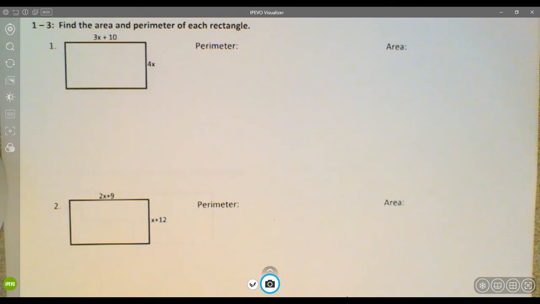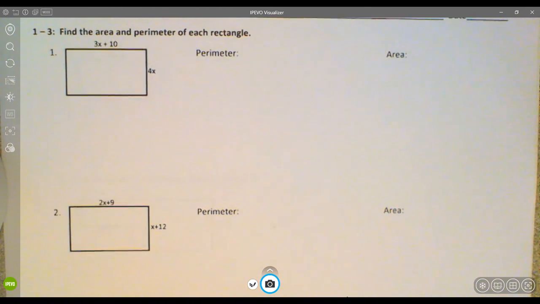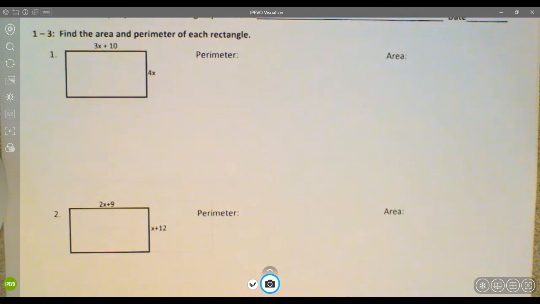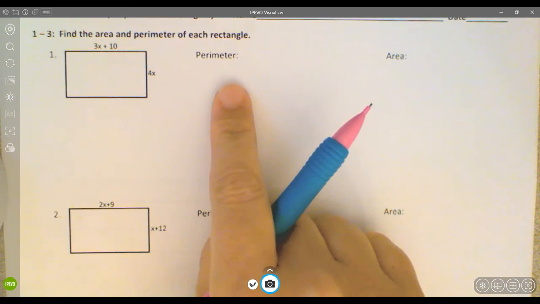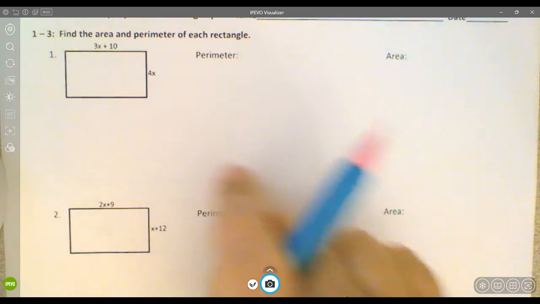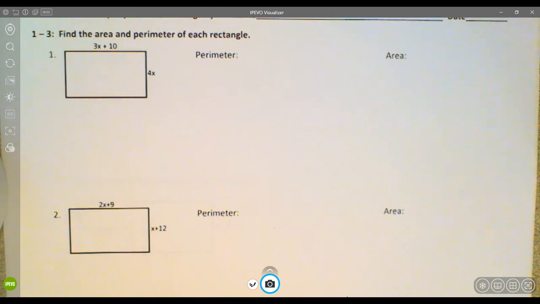So now that we know how to add and multiply polynomials, let's actually use them. So we're going to start with area and perimeter because that's an easy way to multiply polynomials and an easy way to set up adding polynomials. So let's start with perimeter. Remember, the way you find the perimeter of a figure is to add the lengths of all the sides.